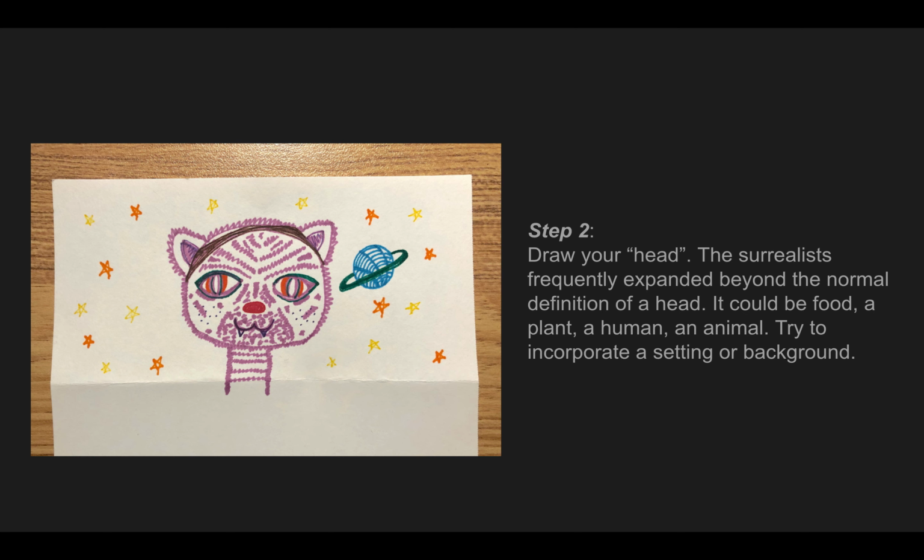Then we have step two. We're just going to draw our head. The Surrealists were pretty open about what could be a head. They expanded their definition pretty widely. So it could be food, it could be a plant, a human, an animal, something abstract, something amorphous, something organic. Really think outside the box in terms of what constitutes a head. Try to incorporate a setting or a background.